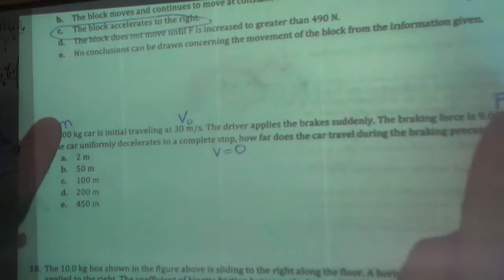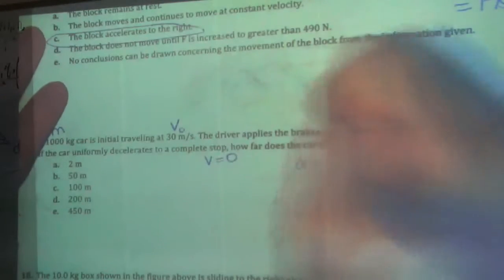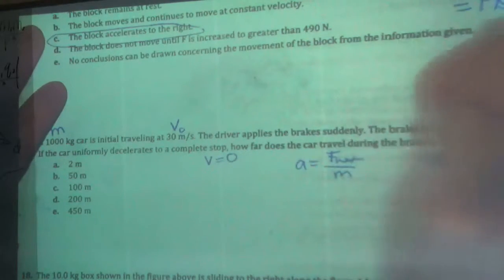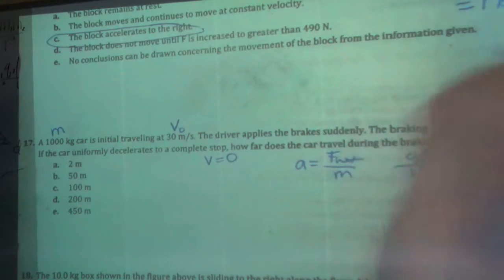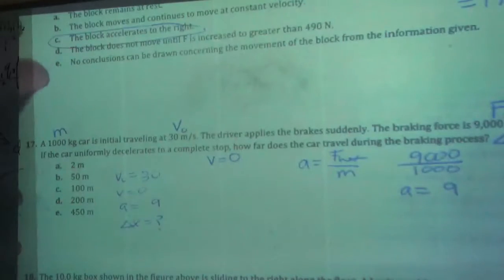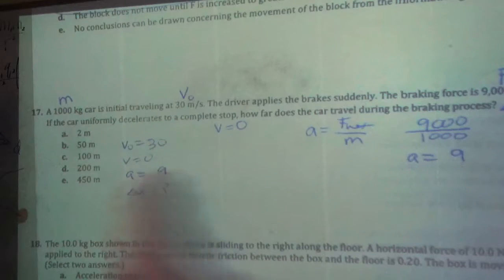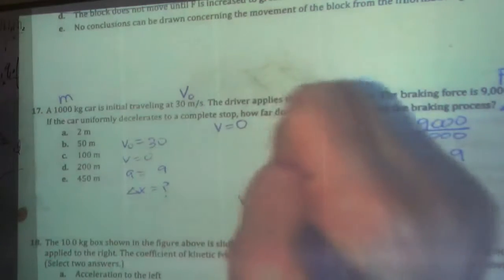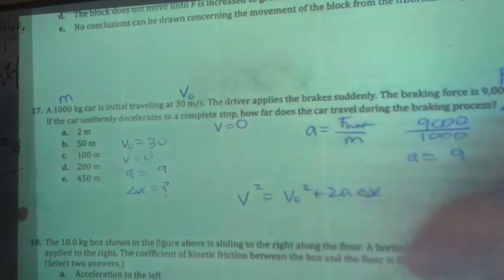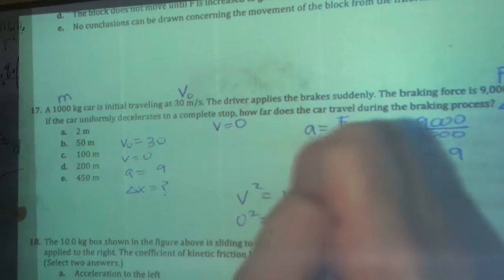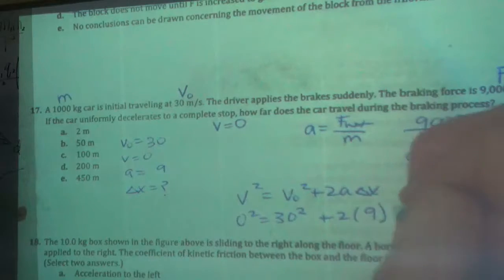Just having mass and net force, I can find my acceleration, because acceleration is net force over mass. So this gives me an acceleration of 9, and because I know v naught is 30, v is 0, acceleration is 9, and I'm looking for delta x. Now I look at my kinematic equations that would help me find displacement. The first two have time, which I don't have and don't need, so that brings me to the third one: v squared equals v naught squared plus 2a delta x. So 0 squared equals 30 squared plus 2, 9, delta x.